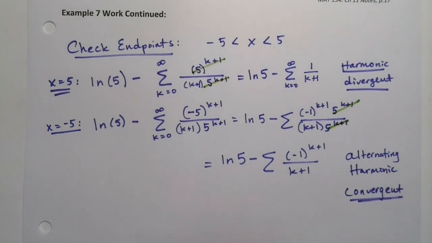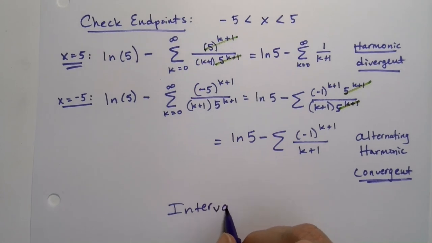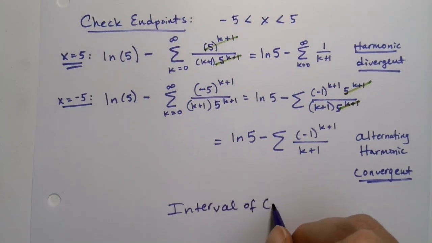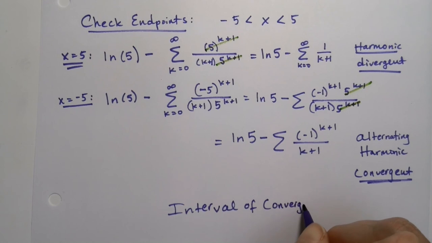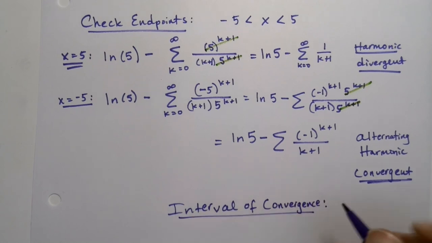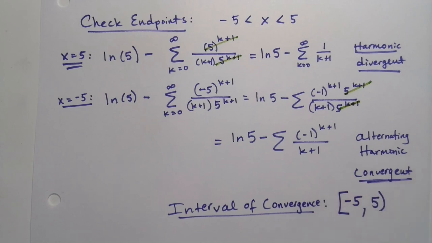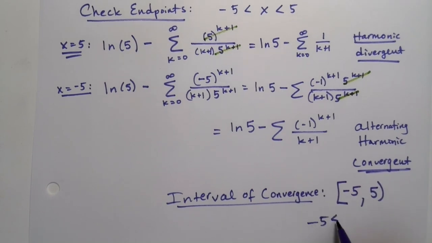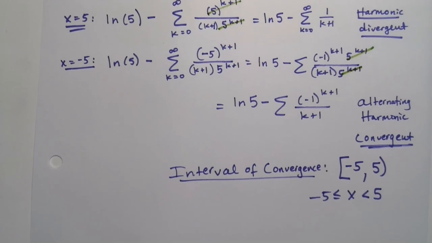And therefore, our interval of convergence is actually different. It's going to involve negative 5 with a bracket, but 5 with a parentheses. In other words, negative 5 is less than or equal to x, but that's less than 5. So I need to go back to the previous page and put that in.